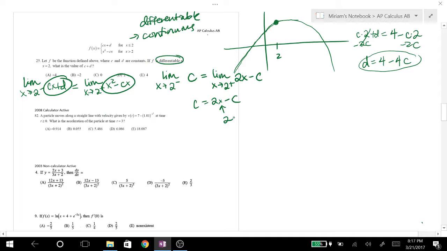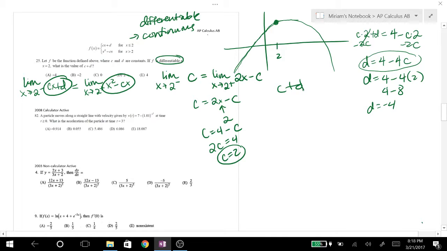because they're equal at 2, and I'm going to plug in 2 over here. So I'm going to get c equals 4 minus c. That's going to be 2c equals 4, c equals 2. So this is helpful because now we know c is 2. We can just plug it in here. So d equals 4 minus 4 times 2, 4 minus 8, d is negative 4. And now the question is to add them up. So I have 2 plus negative 4, which is negative 2. And that is my answer.